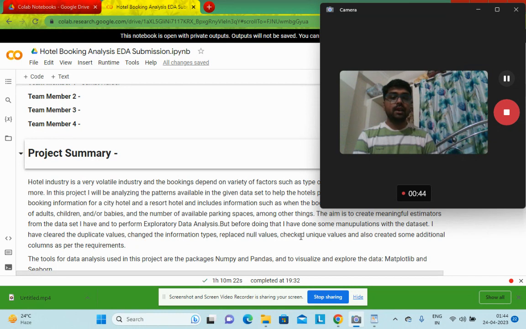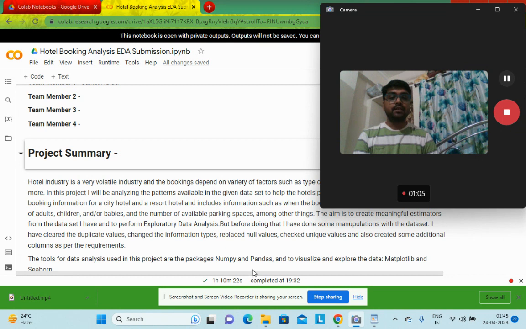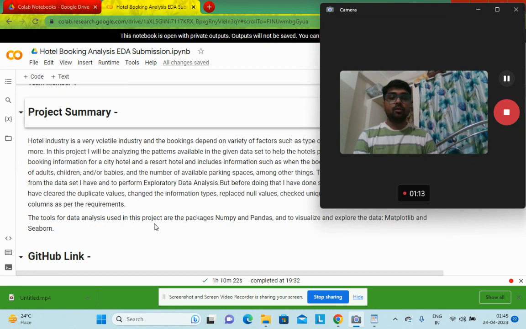But before doing that, I have done some manipulations to the data: I have cleared the duplicate values, changed the information types, replaced the null values, checked the unique values, and also created some additional columns as per the requirements. The tools which I have used to perform this data analysis are NumPy and Pandas from the Python library, and to visualize the data, I have used Matplotlib and Seaborn.